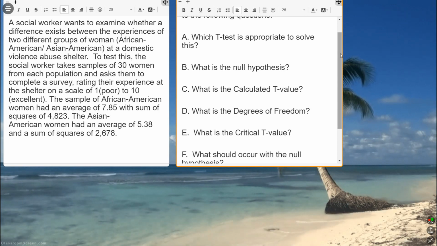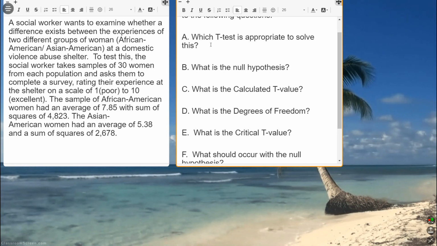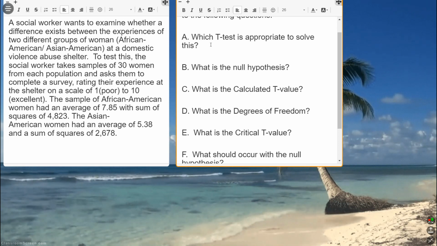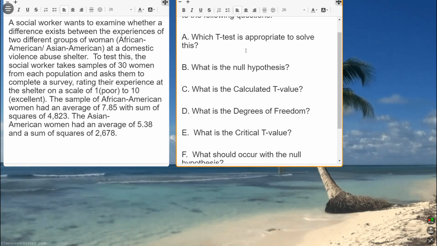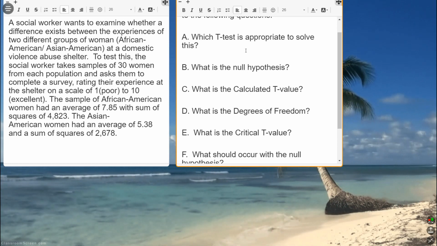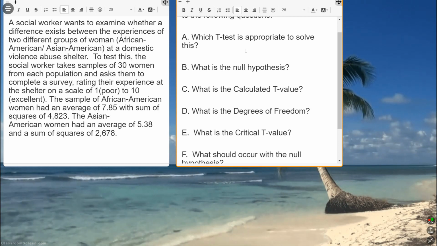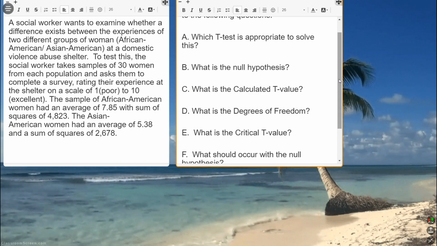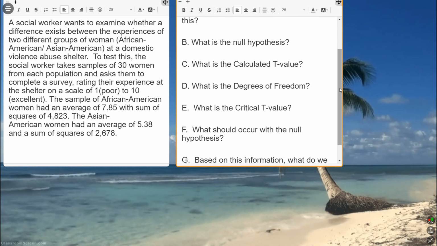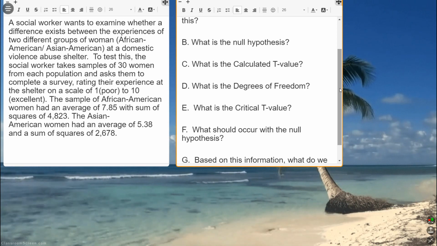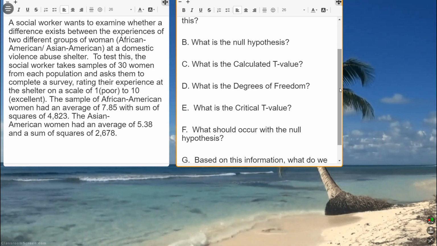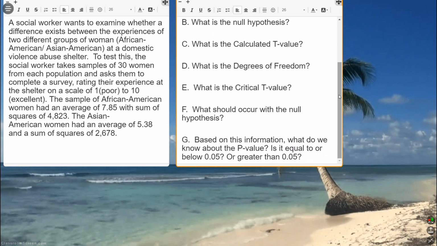This is also, again, on your participation sheet. A, which t-test is appropriate to solve this? B, what is the null hypothesis? How does the null hypothesis read for this particular fact pattern? C, what is the calculated t-value? D, what is the degrees of freedom? E, what is the critical value?